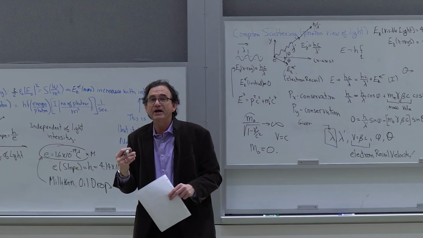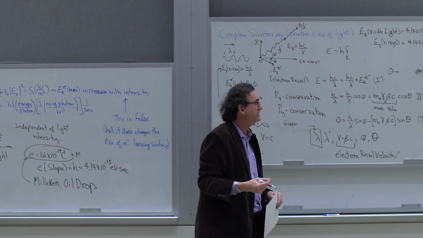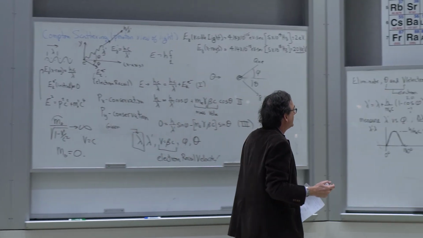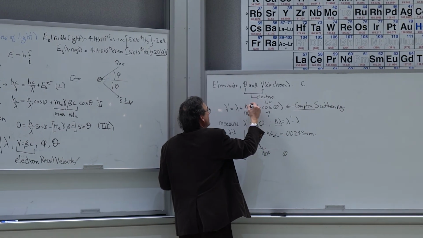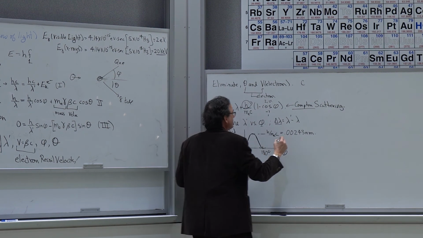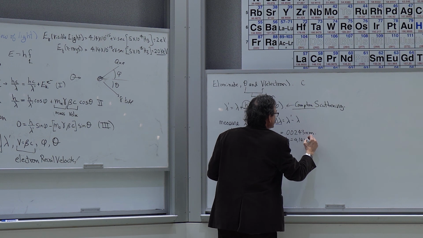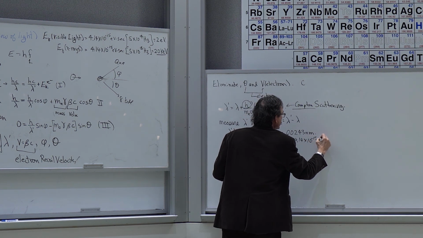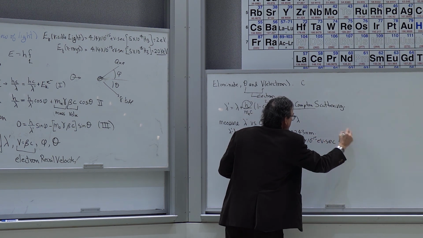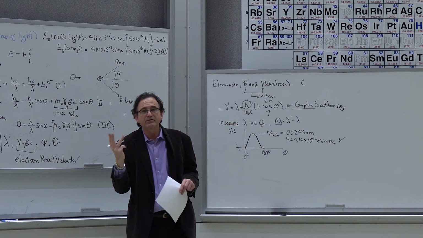It is a confirmation of the particle theory of light, and we get, in fact, a third confirmation that h is equal to 4.14 times 10 to the minus 15 eV seconds. Third experiment, third confirmation.